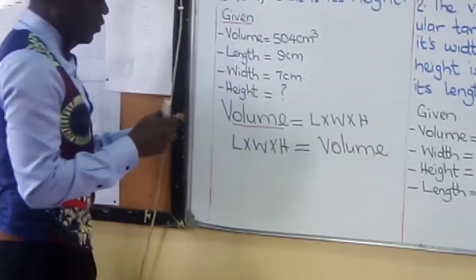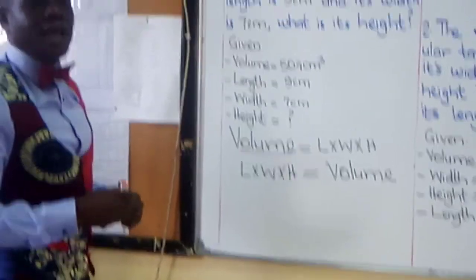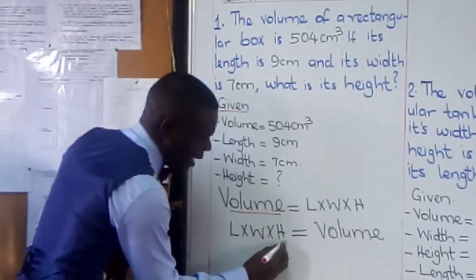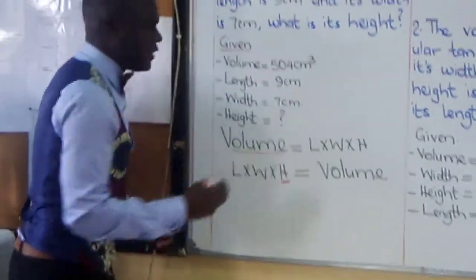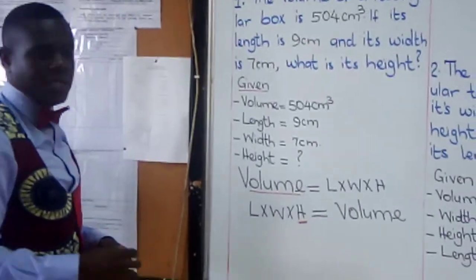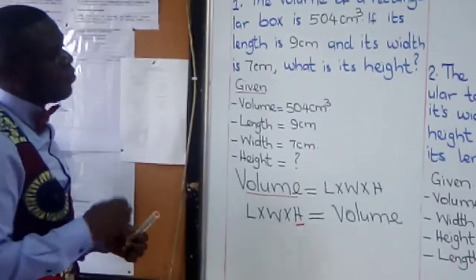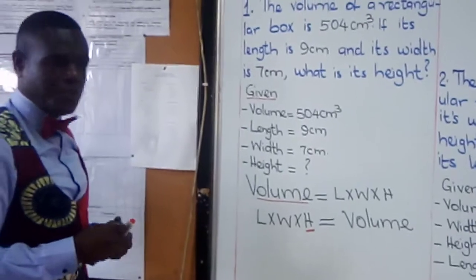Why? Because what we are finding is height, and height is here. It should be on the left-hand side. It should be the subject matter, right? And so let us substitute what we have.